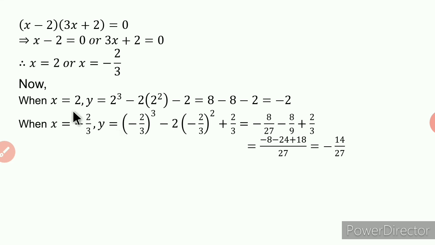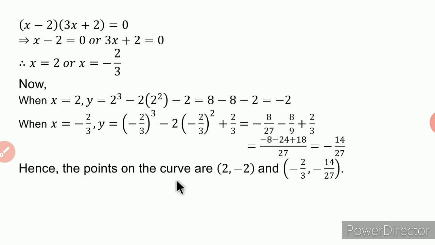And therefore, we get 2 points on the curve, and these are (2, minus 2) and (minus 2 by 3, minus 14 upon 27). Hence, the points on the curve are (2, minus 2) and (minus 2 by 3, minus 14 upon 27). These are the required 2 points on the curve. Now see example number 4.